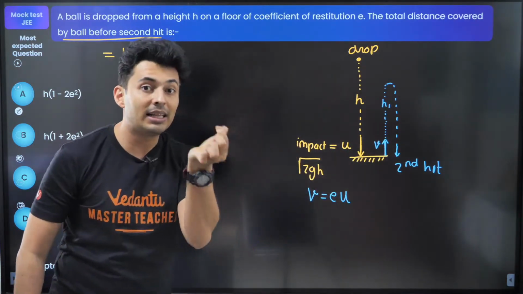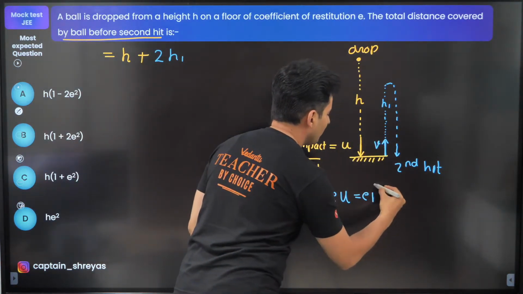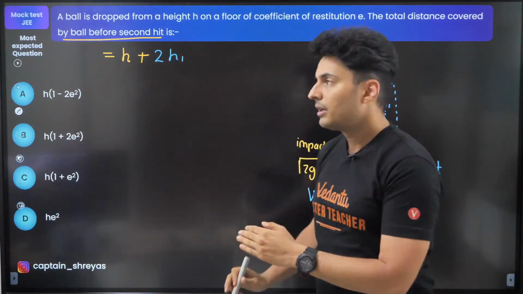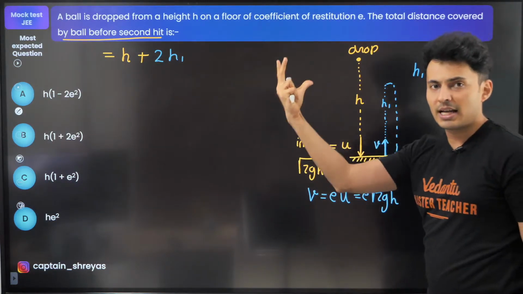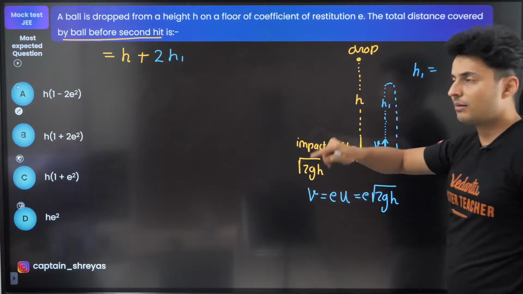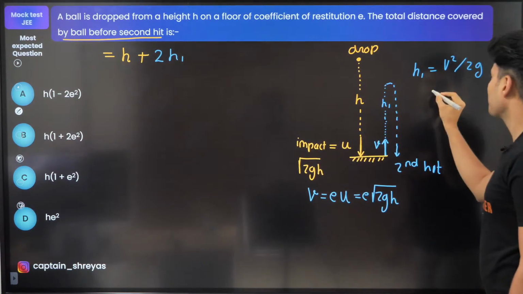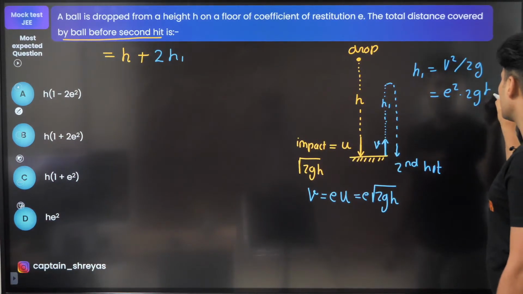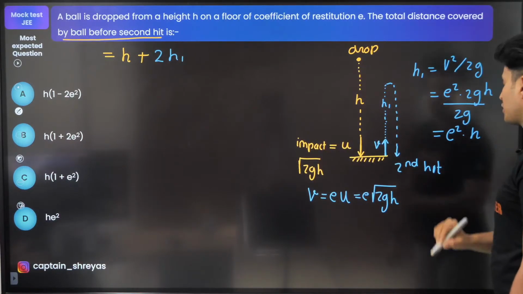E is always a number less than 1. Keep that in mind. So hence it will be e times root of 2gh. Last thing, this h1: I know the formula for 1D projectile motion. The maximum height is nothing but velocity square by 2g. Hence this will be e square into 2gh by 2g. That means it will be e square into h.